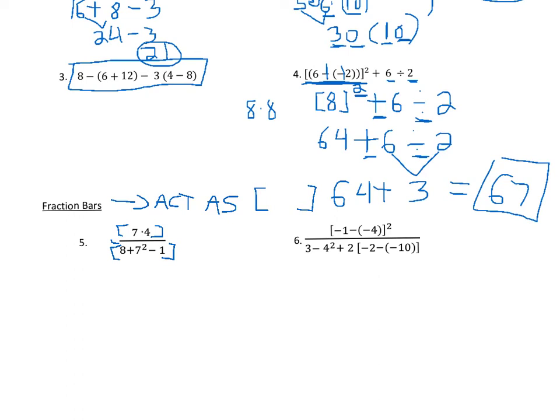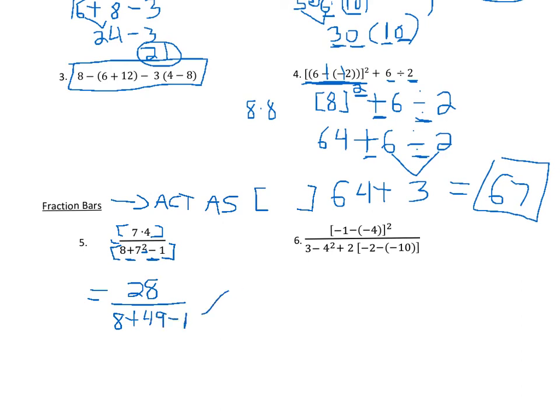Well, if I look at the top for this, if I just ignore the bottom, 7 times 4 is 28. That's pretty easy. If I look at the bottom, we have addition, subtraction, and then we have the exponents. Well, I take care of the exponents. That takes precedence. 7 squared, that's 7 times 7, which is 49. So I'm going to have 8 plus 49 minus 1.